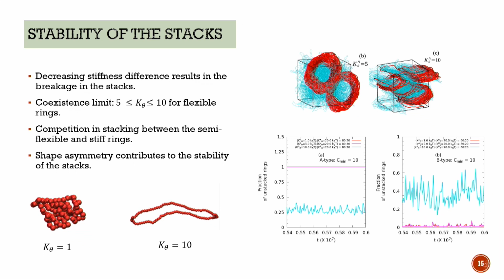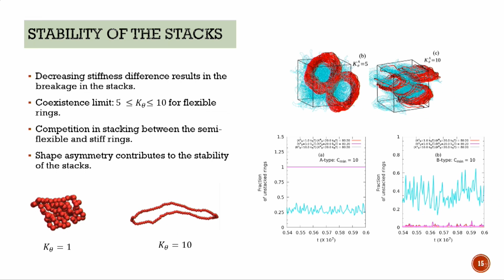And you can see this competition here: up to a stiffness of 5 for the flexible rings, most of the rings are still unstacked, but the moment we increase it to 10 or so, the number of unstacked rings decreases for the flexible system, and the opposite happens here. Most of the rings become unstacked for the stiff system, which essentially means that the flexible ensemble is becoming more ordered, and is competing with the stiffer rings, and as a result, the stacks are breaking.